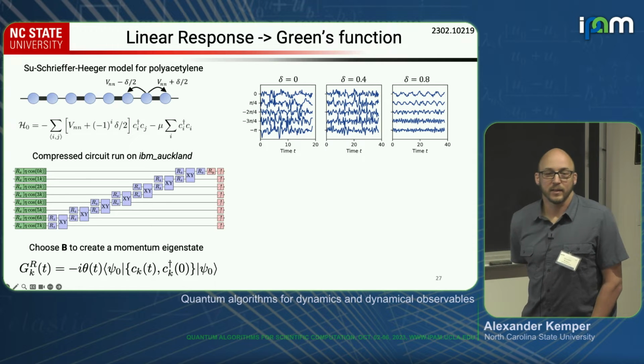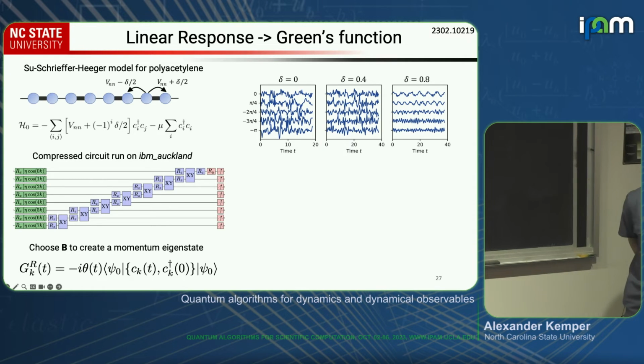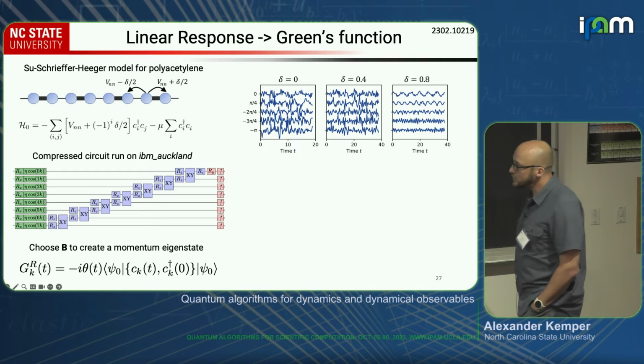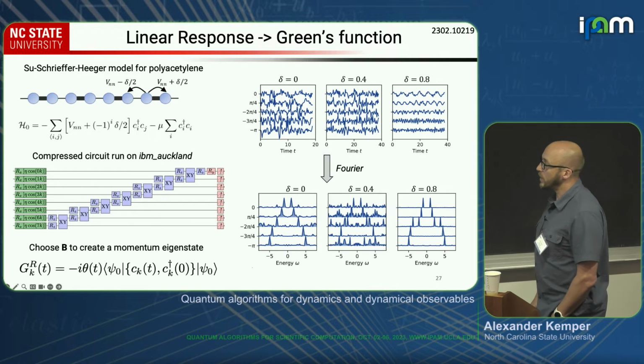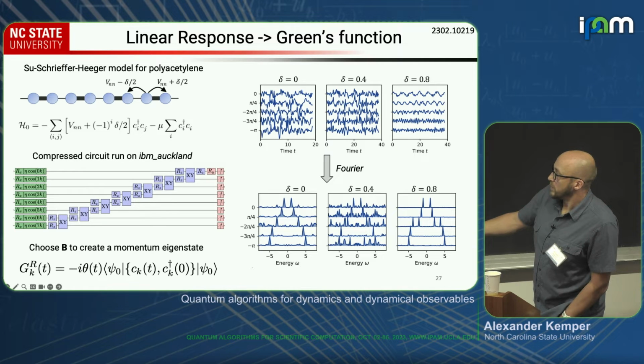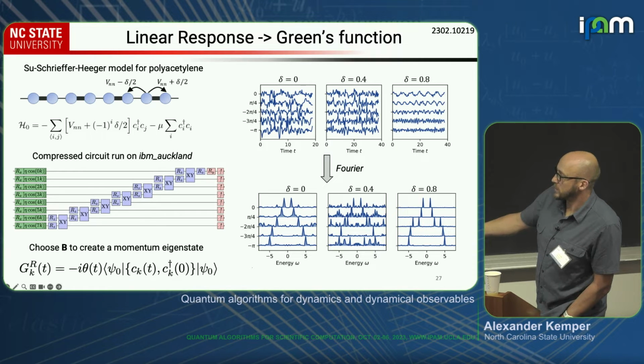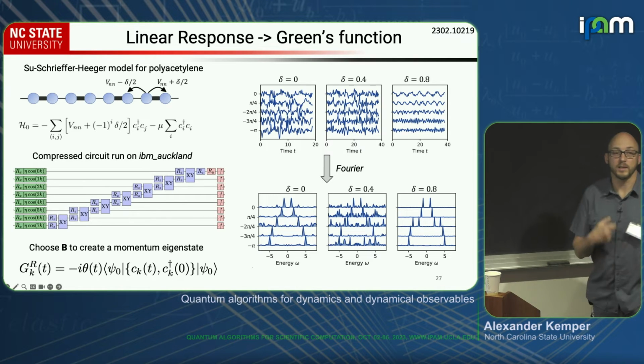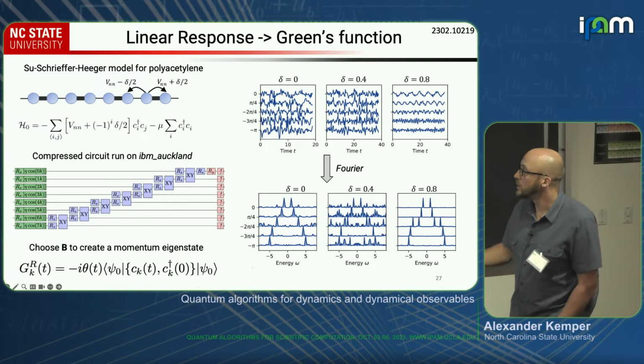Still not great, right? I should still be looking at a single frequency, and this is not that. But really all I have to do is just Fourier transform. For delta equals 0, I have two copies because I have positive and negative frequencies, but I get one peak at each frequency that I expect. This one is also nice and clean. This is really doing nothing other than Fourier transforming this data. So this is really clean data from today's hardware.